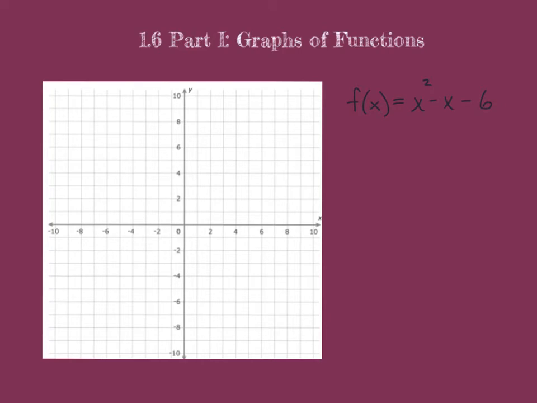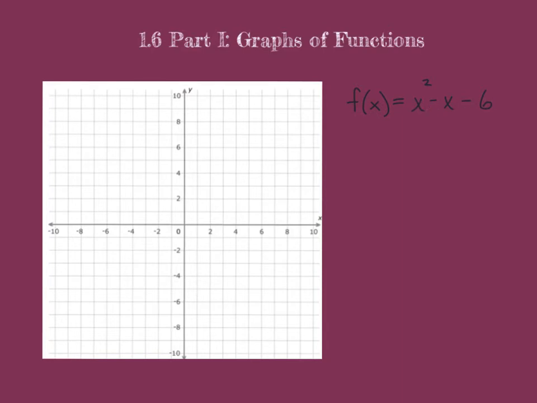Here's our first function, f of x equals x squared minus x minus 6. We note that this is a quadratic trinomial. It's quadratic because the greatest exponent is 2, and it's a trinomial because it has 1, 2, 3 terms. A trinomial, just like a binomial, is just a specific type of polynomial. So this is overall a polynomial, specifically a quadratic trinomial. All right, let's graph this.